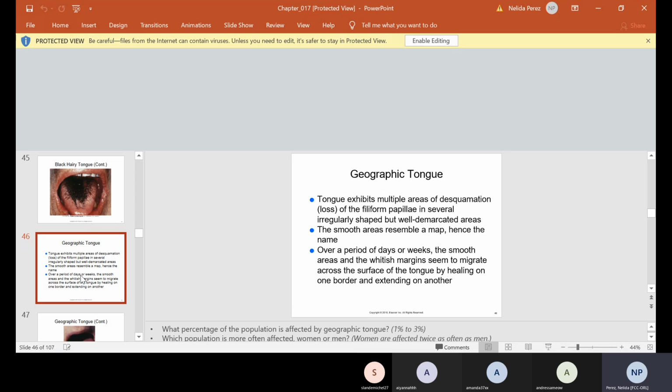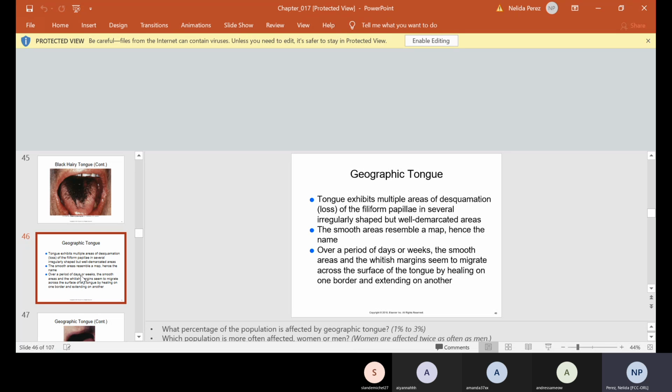Geographic tongue. The tongue exhibits multiple areas of desquamation, which means loss of the filiform papilla in irregularly shaped but well demarcated areas. So this is the opposite of black hairy tongue. They don't have any filiform papilla. The smooth areas resemble a map, hence the name geographic. Over a period of days or weeks, the smooth areas and the whitish margins seem to migrate across the surface of the tongue by healing on one border and extending on another.